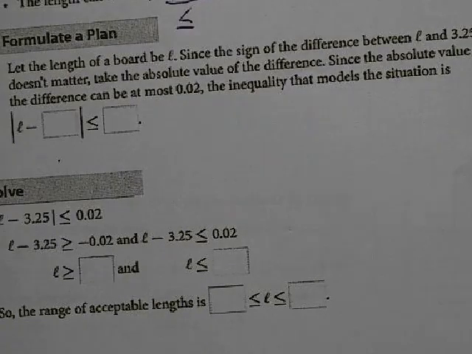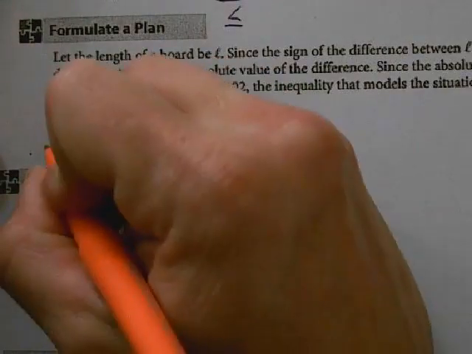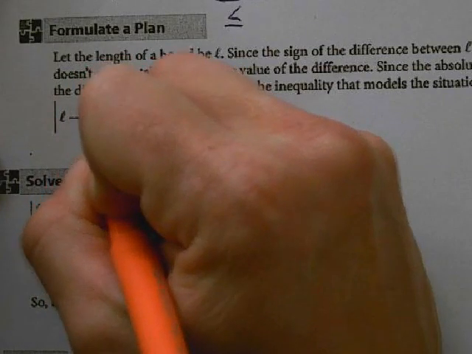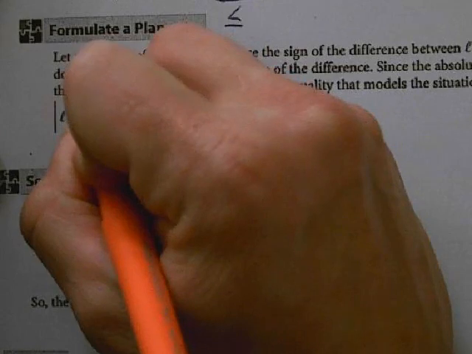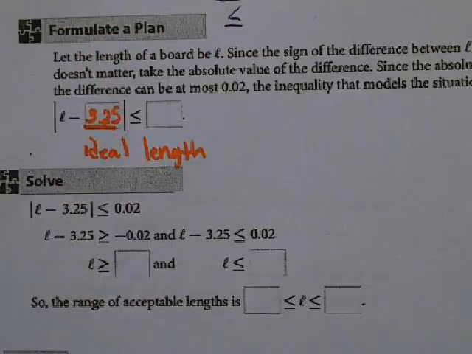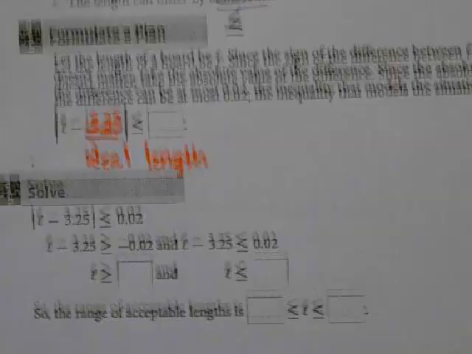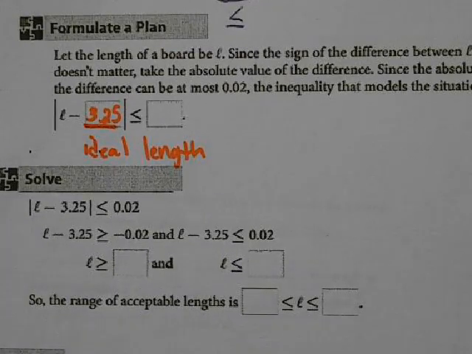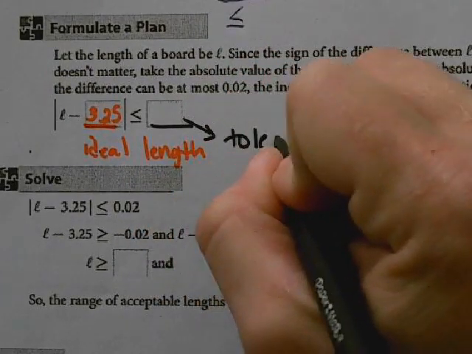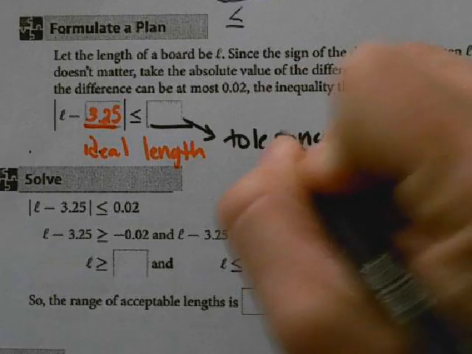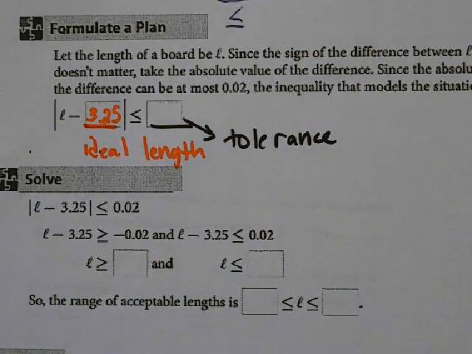The general format for all of these equations is, and they're using L for length, this number is going to be your ideal length. So that would be my 3.25. The other number is how much it can vary by. So this number out here is the tolerance, or what they also call variance, how much it varies by. So that's 0.02.